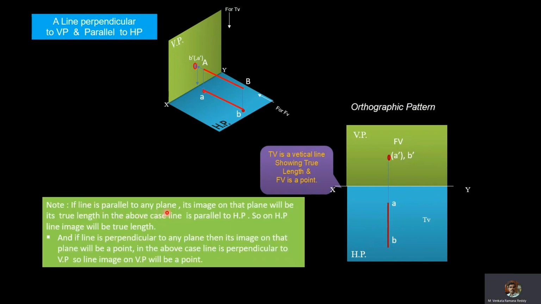If a line is parallel to any plane, its image on that plane will be its true length. In the above case, the line is parallel to HP. So on HP, the line image will be its true length. And if the line is perpendicular to any plane, then its image on that plane will be a point. In the above case, the line is perpendicular to VP. So the line image on VP will be a point.